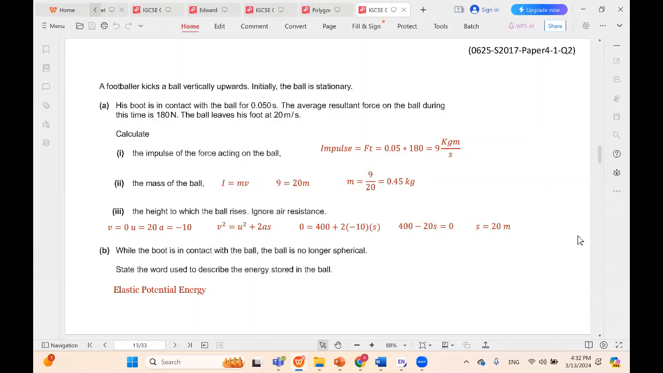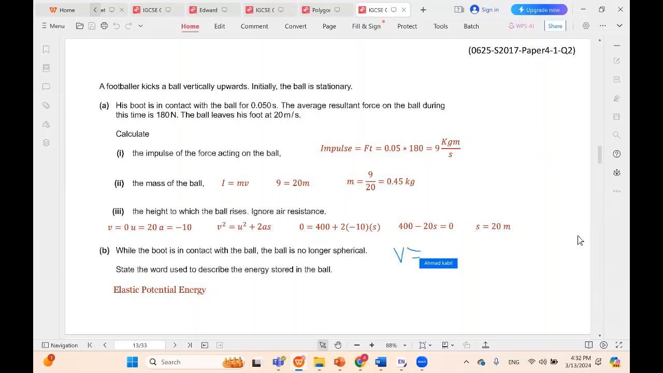Next, we're required to find the height to which the ball rises. I like to use the equations of motion to solve this kind of problem. Of course, you could have used an energy method as well. You could have used kinetic and potential energies. This would have also worked. But I like to use the 4 equations of motion. Let me write them down and make a note of them. They will simplify life for you in mechanics.